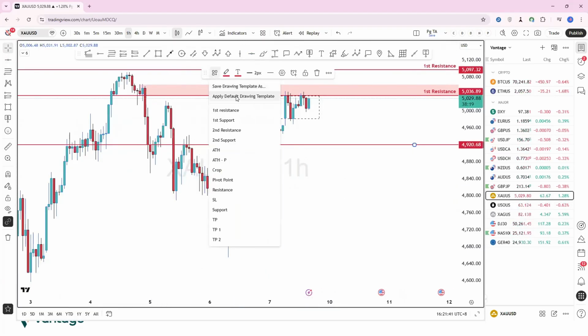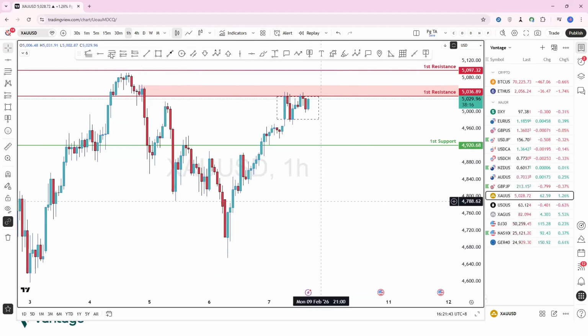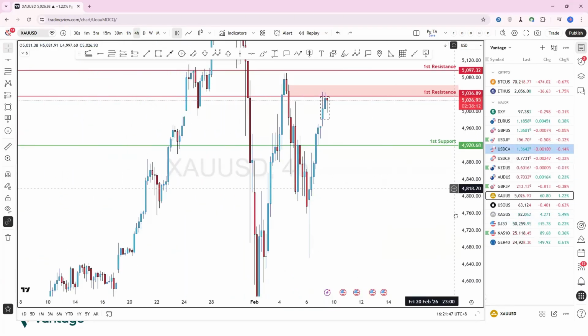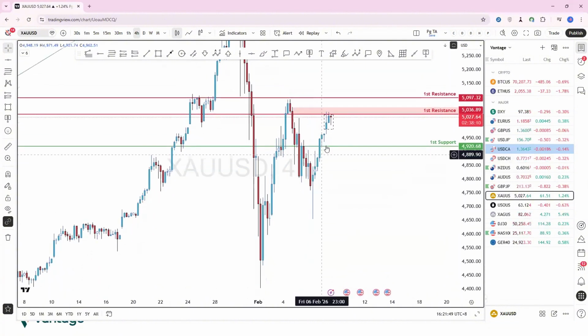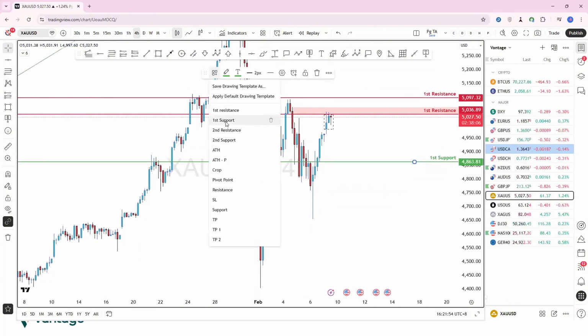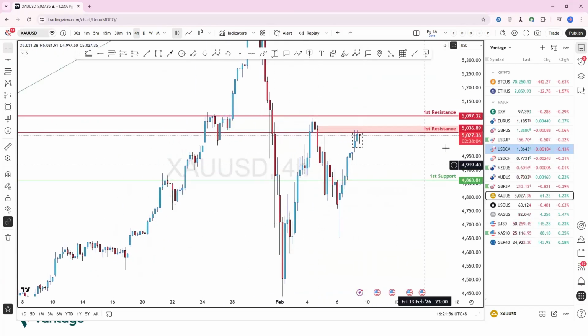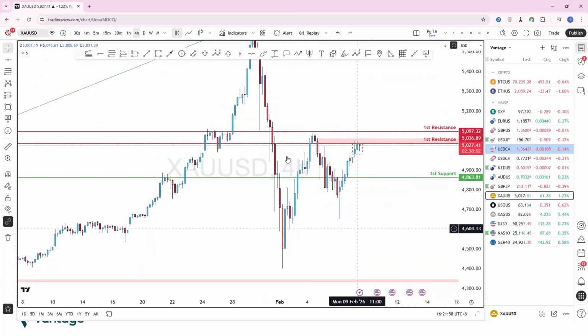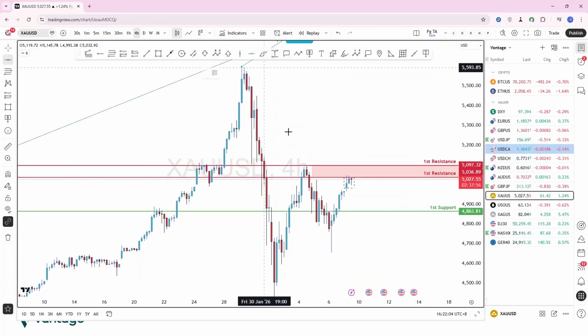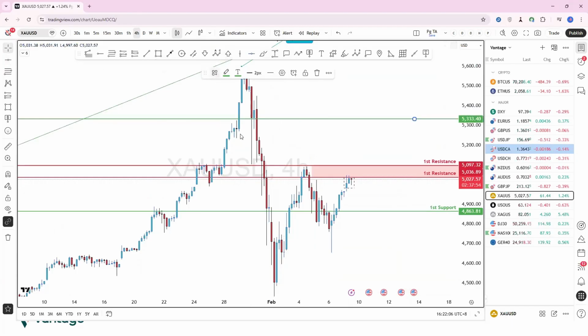So this is the first support for the D1 time frame, but I'm going to draw it in H4. This is going to be my first support level. Okay. This is the debit zone. That's quite a big zone. Second resistance right here.